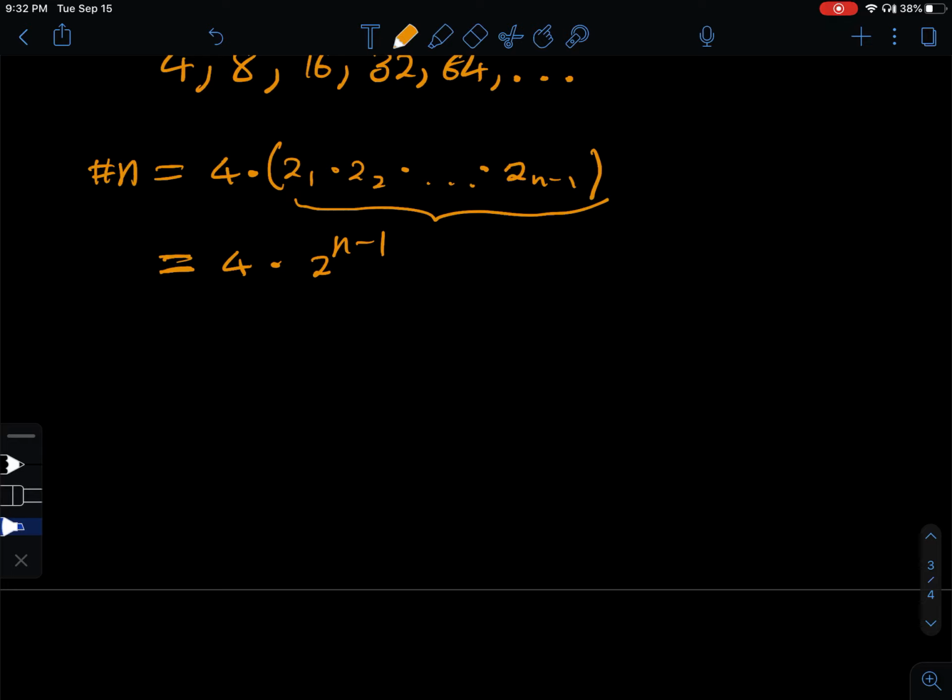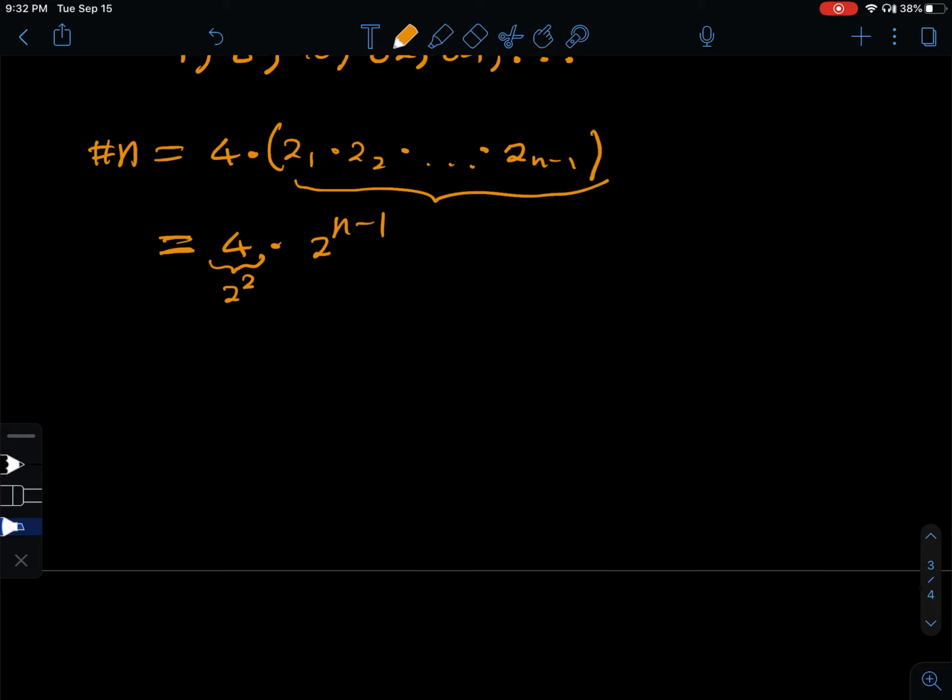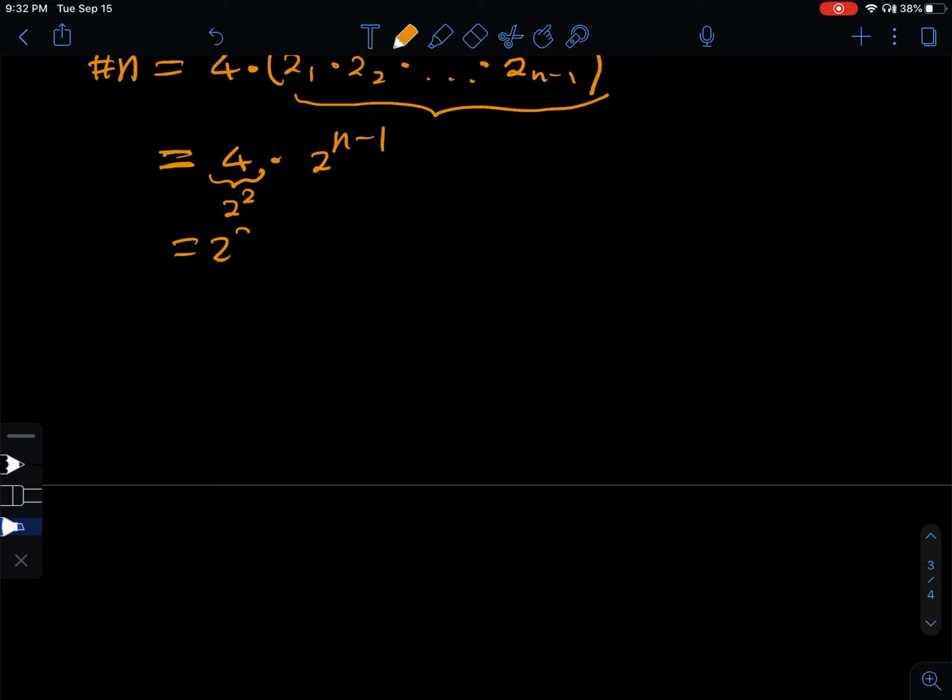But before you jump to conclusions, look at this interesting fact. 4 can be written as 2 squared. It's a power of 2. So then this just becomes 2 squared times 2 to the power n minus 1. And this in fact simplifies to 2 to the power n plus 1. And there you go. Simple.